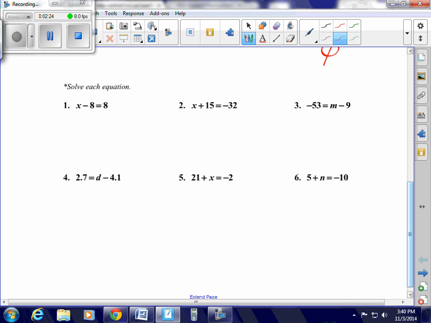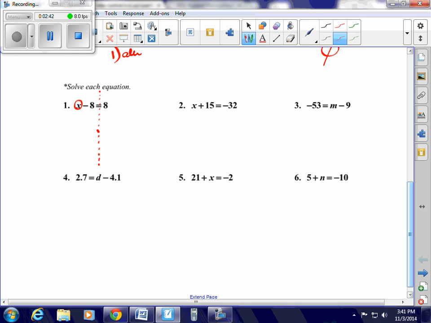All right, here's what we're going to do to solve an equation. What I want to do is I want to isolate the variable. What does that mean? I want it by itself on the left side of the equal sign. So a couple of things to keep in mind here. Number 1, and go ahead and jot these down.